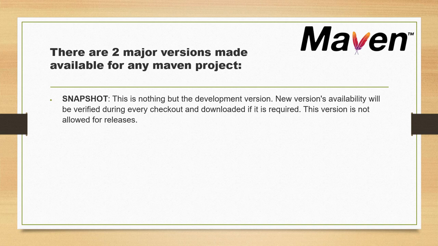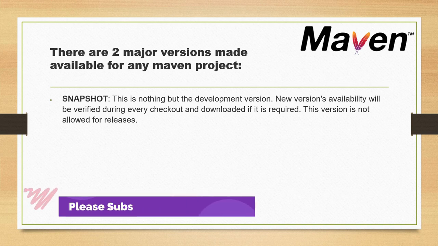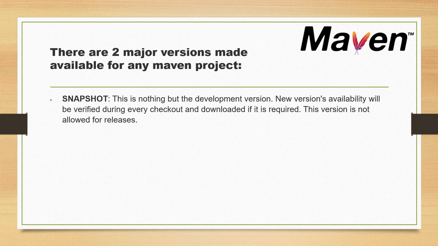Also, snapshot should exist only during the development phase. It will not have the release version. This implies that the project can change at any time and it is still under the development process. So basically, when your project development is in process, that kind of jar is called snapshot. And whenever you build your project, if a new snapshot version is available in the repository, then that will be downloaded and stored in the local repository.